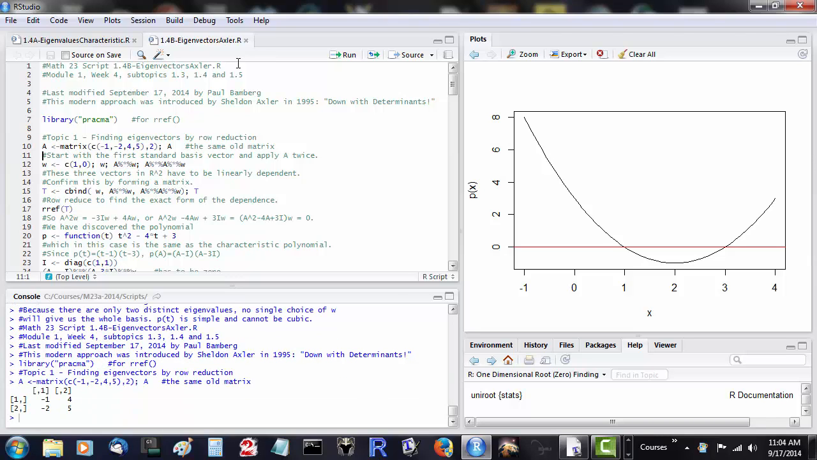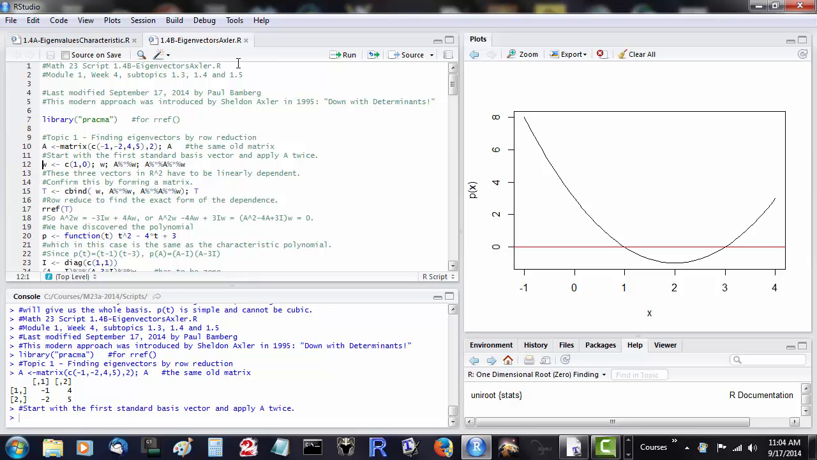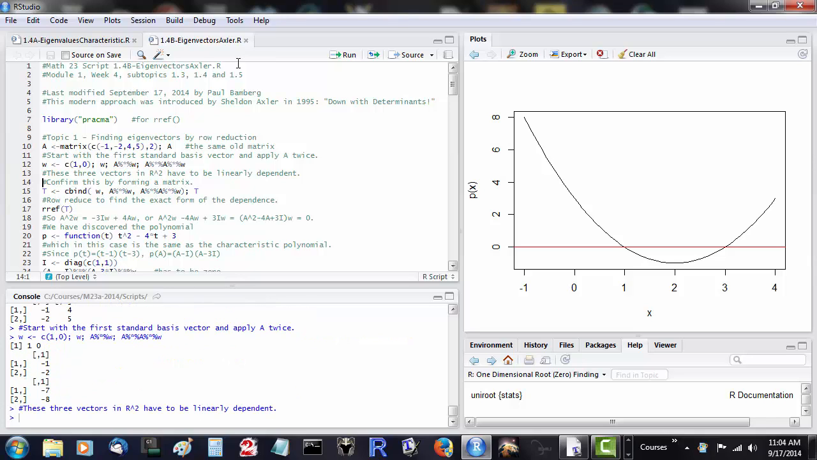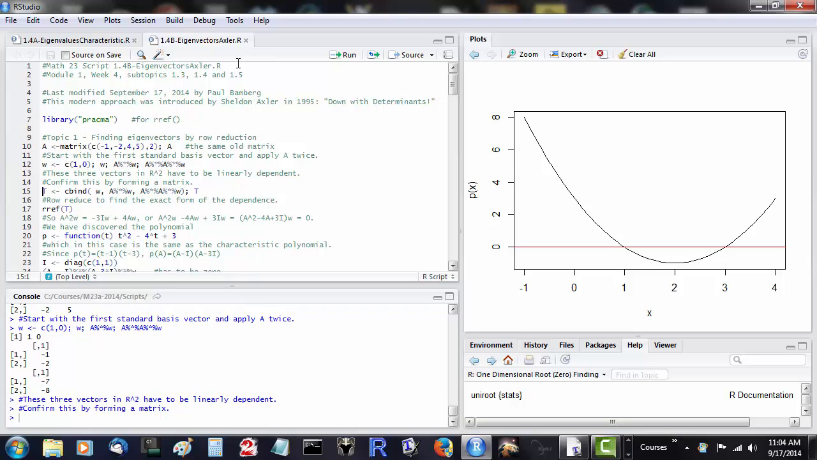Let's start with the same matrix we used last time. This is the now familiar matrix A, but the technique is quite different. I pick a vector W. The first standard basis vector is as good a choice as any. Apply A to it, getting the first column of the matrix A. I now have two linearly independent vectors, and when I calculate A squared W, I now have three vectors in R2. They have to be linearly dependent.